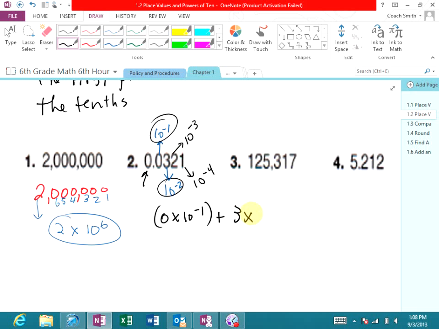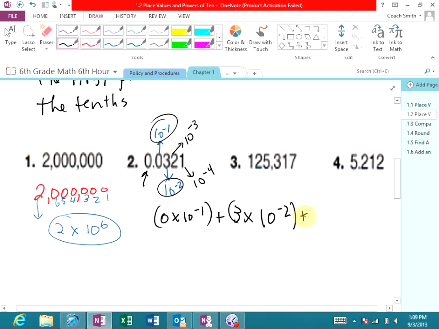It's this one here. What is that? Jacob? 10 to the negative 2 power? Is that what you're saying? Yeah. 10 to the negative 2 power. So it's 3 times 10 to the negative 2 power.